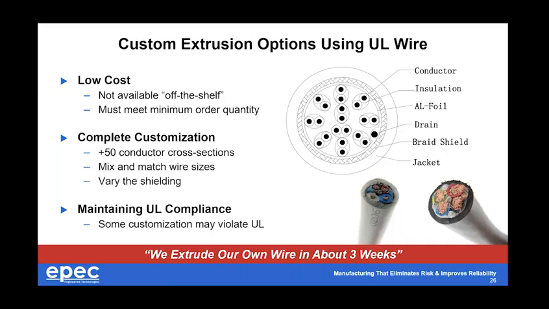Depending on what you're trying to accomplish, if you need a custom wire extrusion and you have enough usage, like 1,000 linear feet or 10,000 linear feet, we can extrude our own UL approved custom extrusions in less than 3 weeks' time.